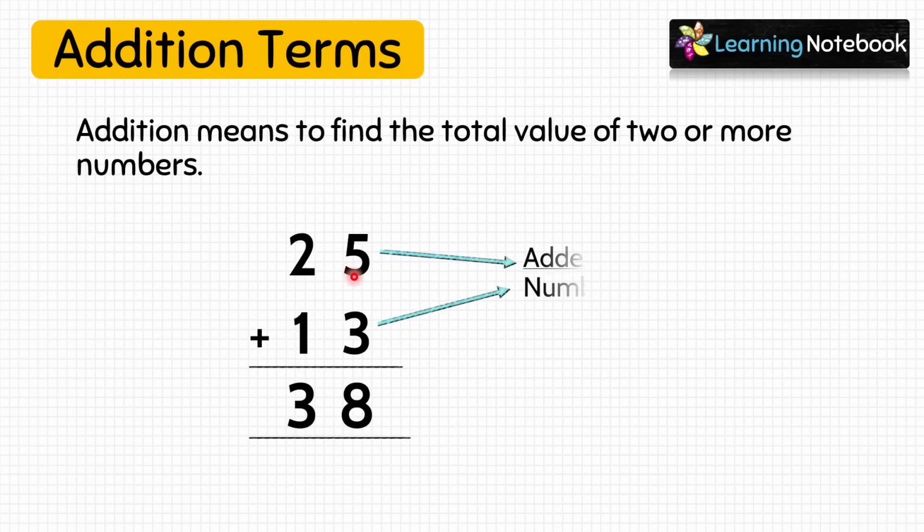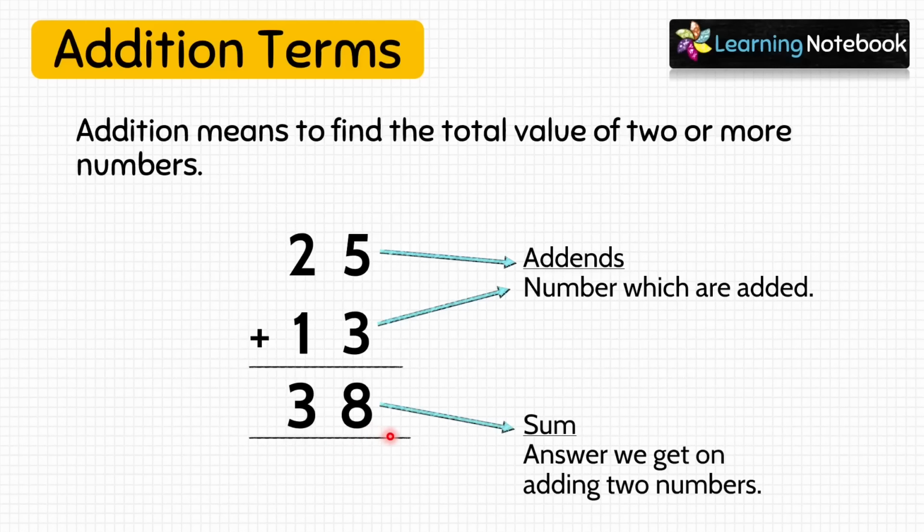Now, what are 25 and 13? These are the numbers which are being added. So, these are known as addends. Numbers which are added are called addends. And the answer which we get after adding them is called sum. S-U-M, sum. So these are the addition terms which you need to know, addends and sum.